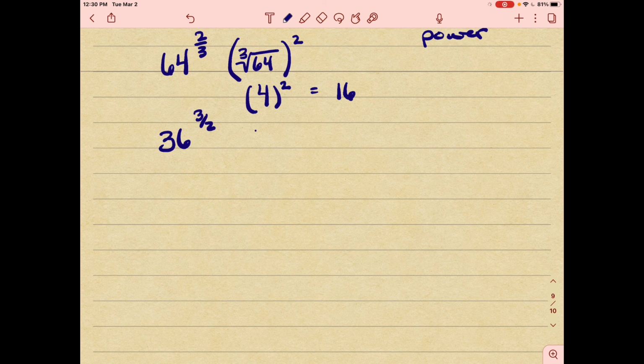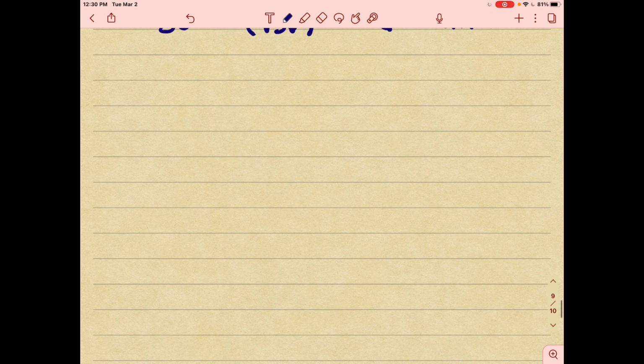All right, what if I had to do 36 to the 3/2? Okay, I'm going to do the square root. We don't usually write in the 2 when we do a square root, because that's just the same things we were doing, but then we're going to cube it. So the first thing we want to do is the square root of 36. That's 6. And then we're going to do 6 to the 3rd power. 6 times 6 is 36, and 36 times 6 is 216.